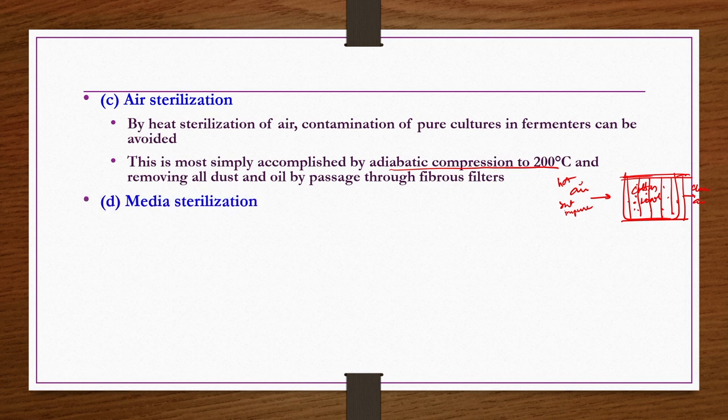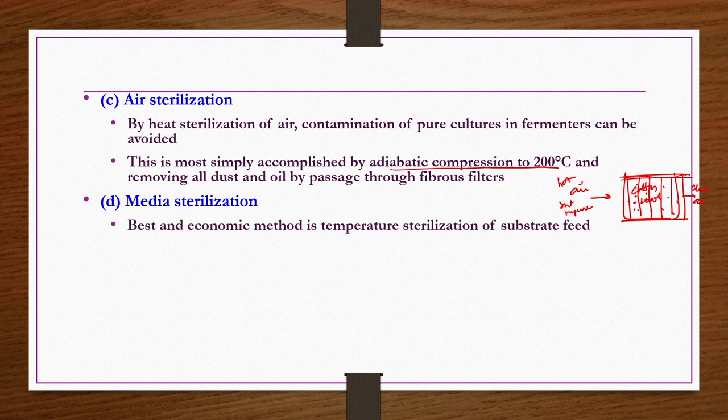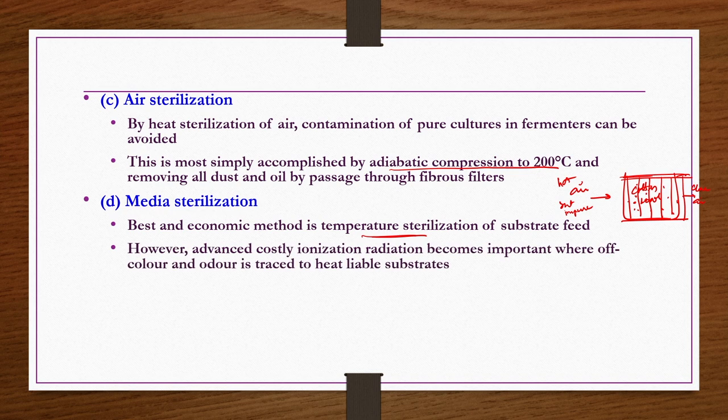Media sterilization is also very essential, and the best economic method is temperature sterilization. If impurities are there in the substrate feed, then again microorganisms may be producing different types of chemicals than the desired chemicals. However, advanced costly ionization radiation becomes important where off color and odor is traced to heat labile substrates. If the substrate is heat sensitive, then you cannot go for this temperature sterilization process. Then you have to go for the costly ionization radiation processes, etc.